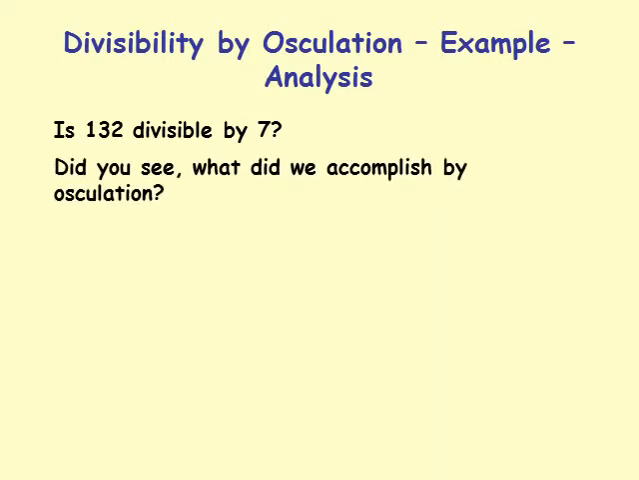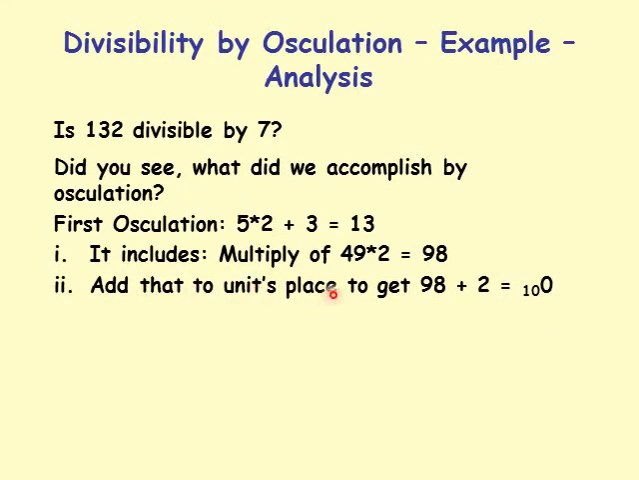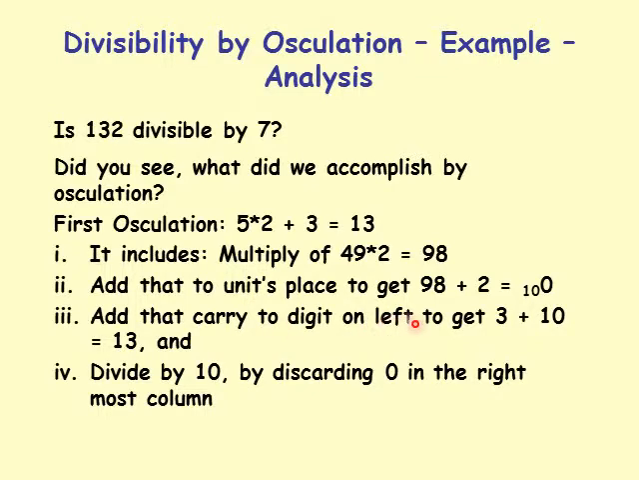Same example. Did you see what we accomplish by osculation? The first osculation was 5 times 2 plus 3, equal to 13. Let's see what we did. It includes multiplying 49 times 2, which is 98. Then we add that to the units place. 98 plus 2 is 100, with 0 and a 10 as a carry. Then we add that carry to the digit on the left to get 3 plus 10, 13. Then divide by 10 by discarding the 0 in the rightmost column. This is all we did using the osculation method.